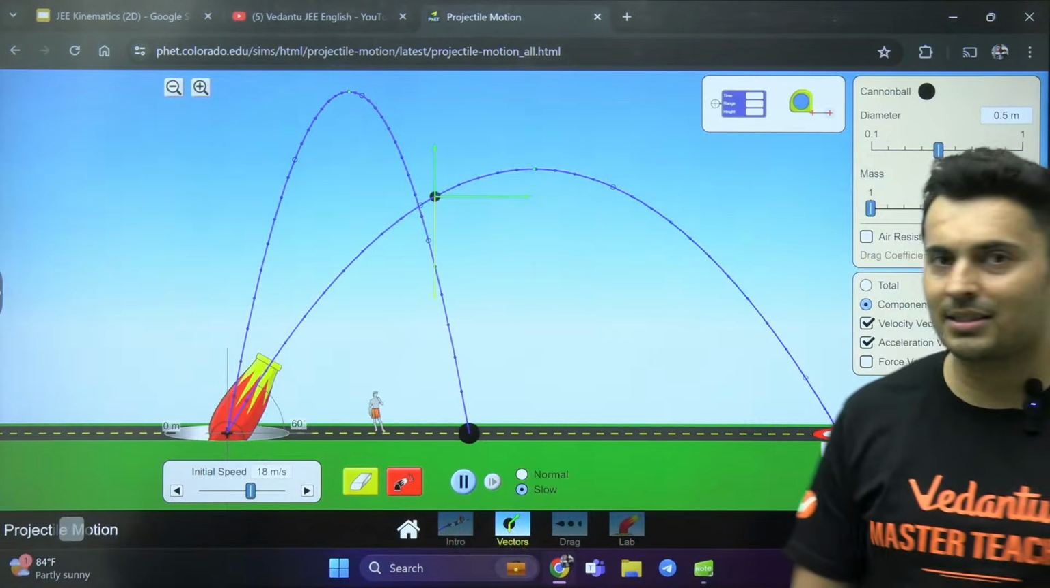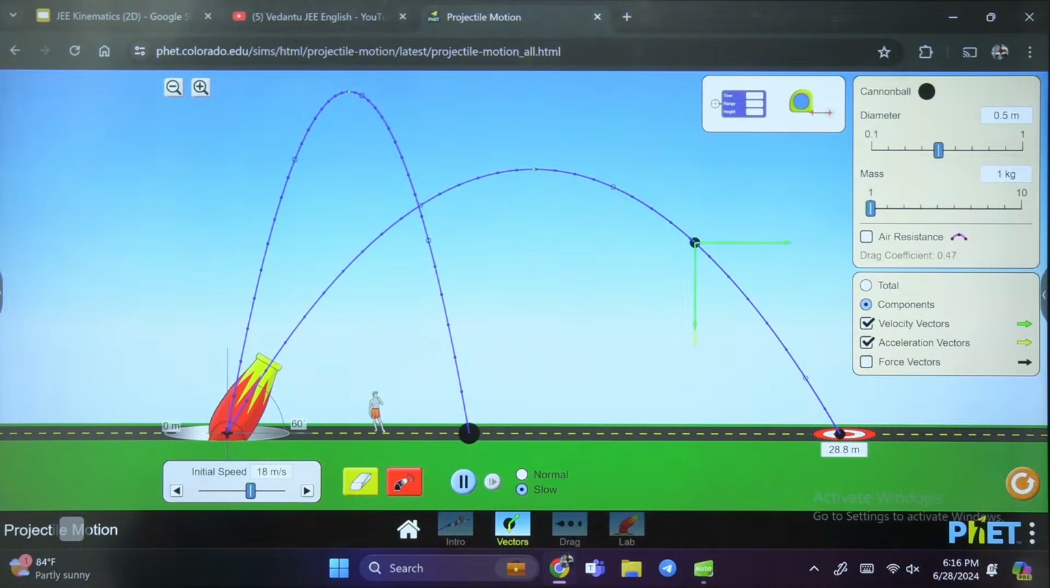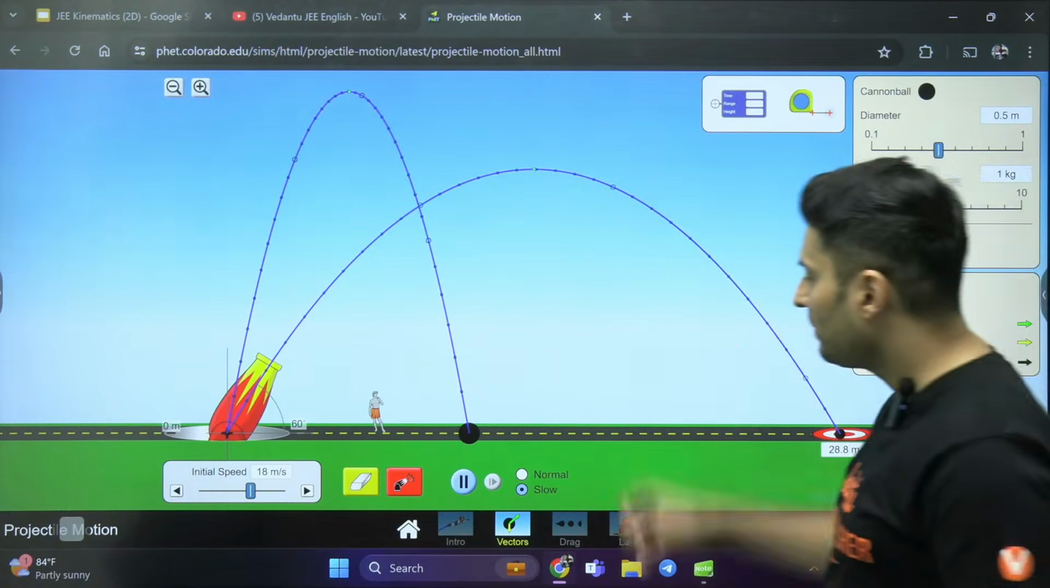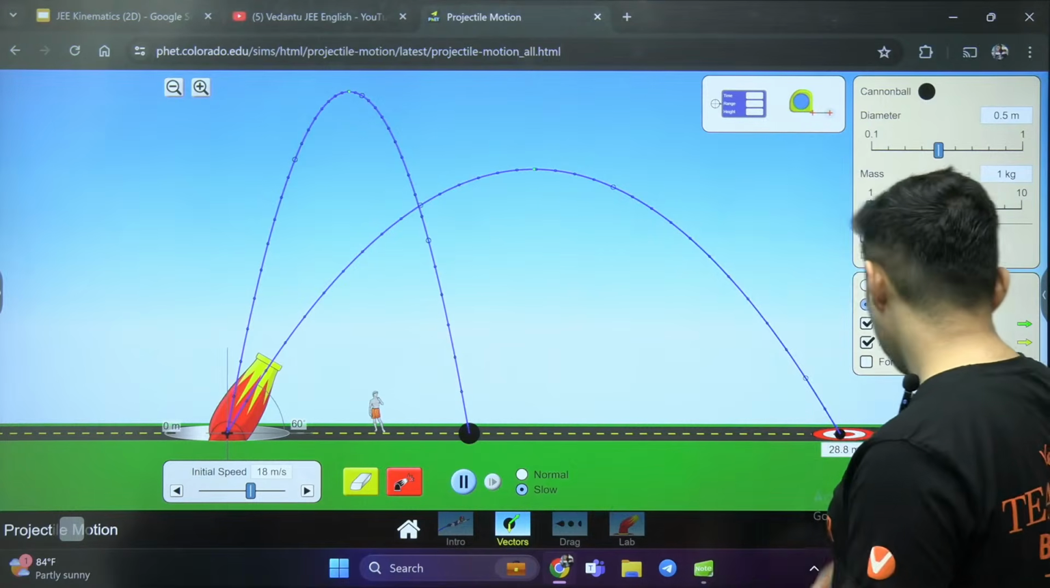Just observe this. Just observe this, guys. I wish I could change the background a bit. This background looks very, yeah, it is merging with it.